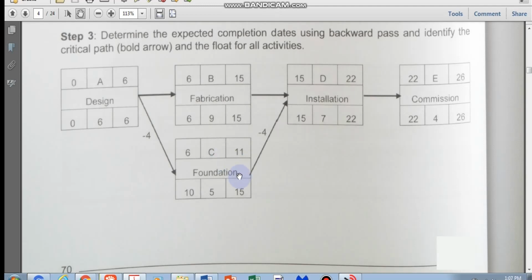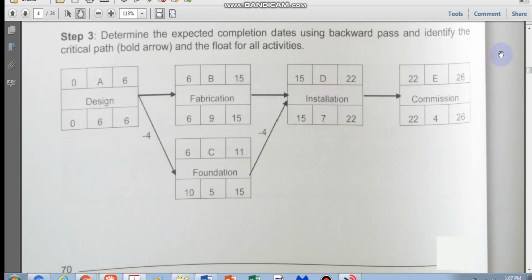The free float for C will be 4, because you're taking 15 minus 11. Okay, is that clear? And if I look at the free float for this particular activity, I look at the succeeding activity, and I only have 1. So with this succeeding activity, you take the ES of I plus 1, which is D plus 1, basically E, so 22, minus the EF of the activity you're looking at, which is D. So 22 minus 22 is 0.